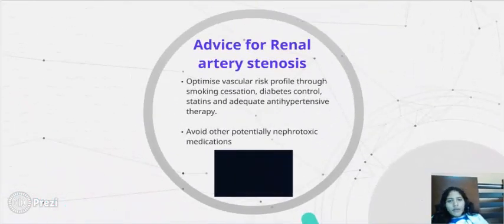Advice for renal artery stenosis. Optimize vascular risk profile through smoking cessation, diabetes control, statins, and adequate antihypertensive therapy. And avoid other potentially nephrotoxic medications.